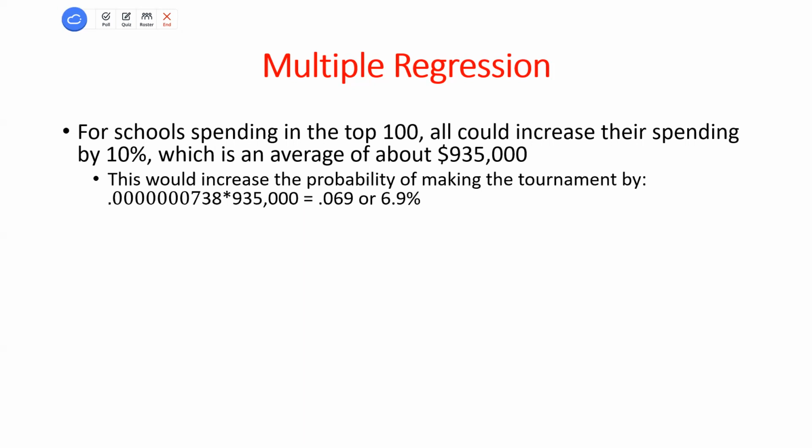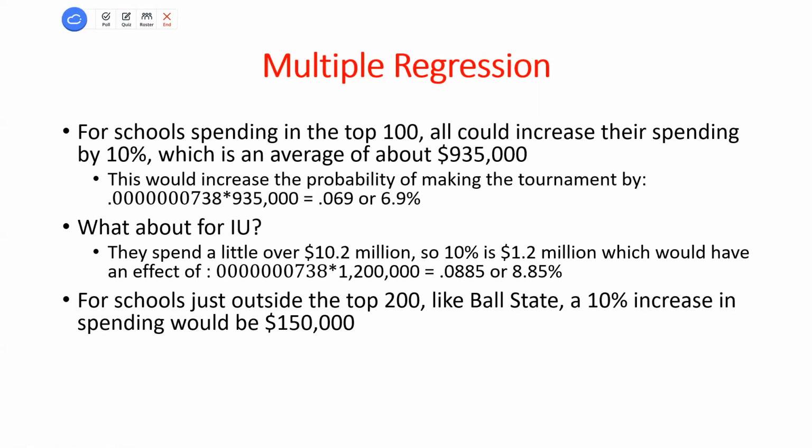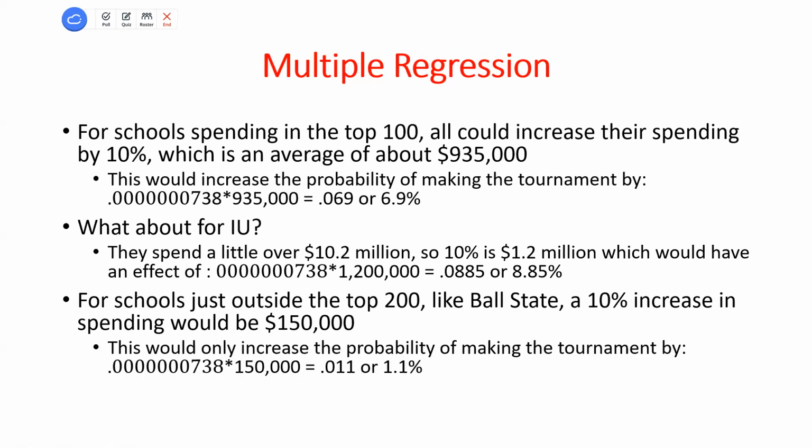I could do this for any university. A 10% increase in IU's budget would be 1.2 million. Take the effect of $1, multiply by 1.2, and they increase their probability of making the tournament by 0.088. For Ball State, a 10% increase in their budget is only 150,000. They'd still increase their chance of making it by about 1%, or a probability of 0.01. You can go through and do this, scaling it for whatever university you're interested in.